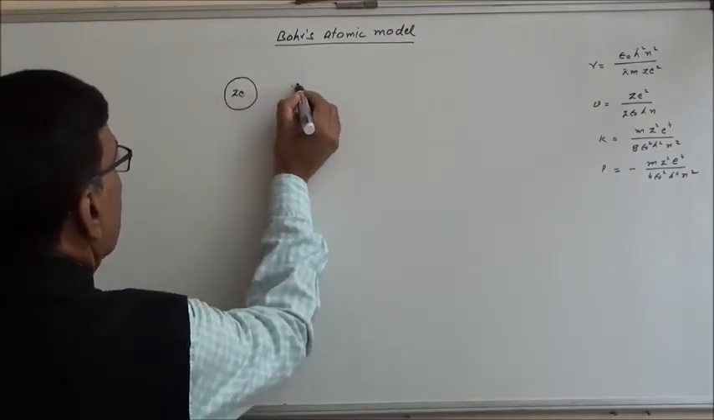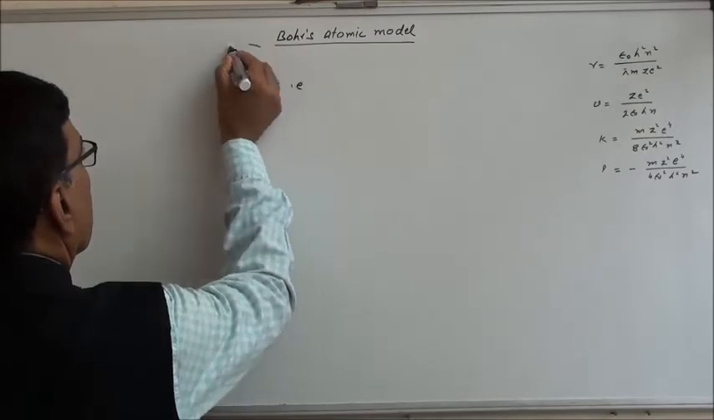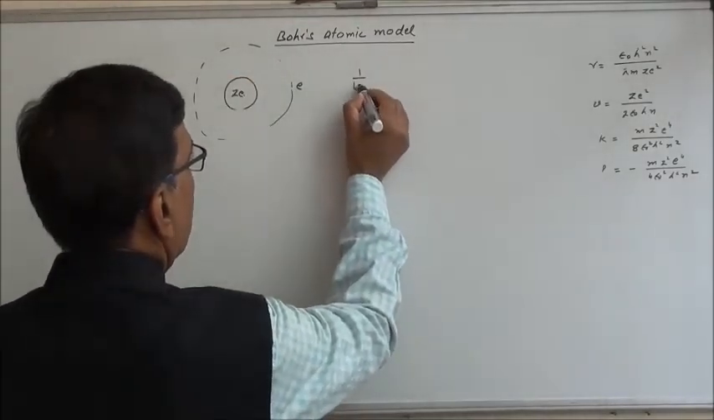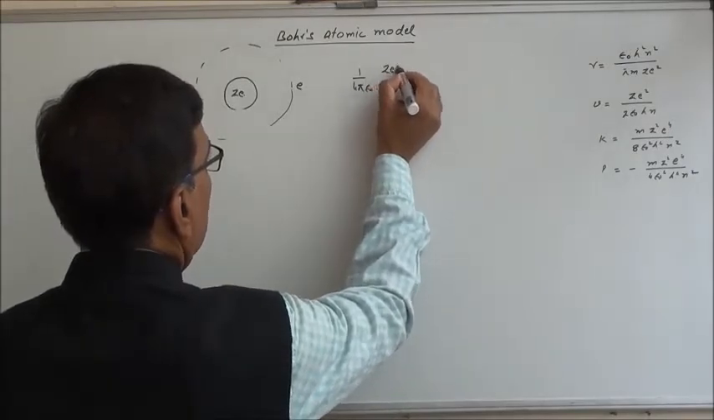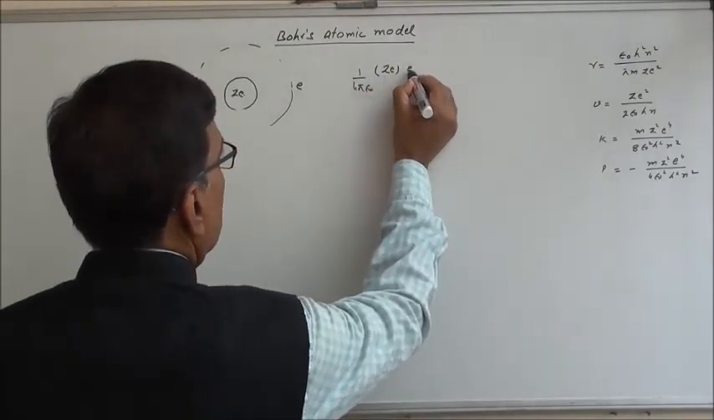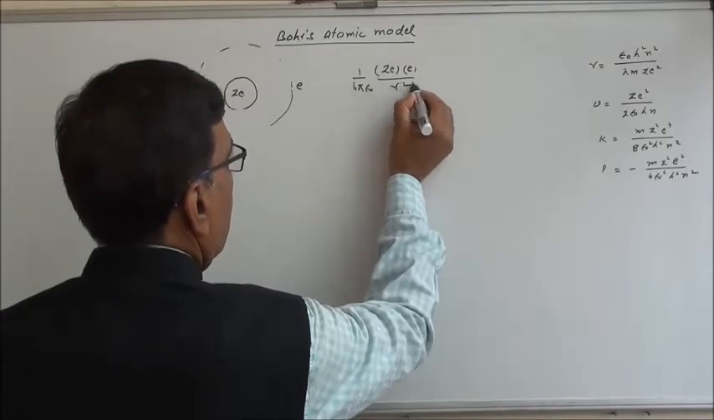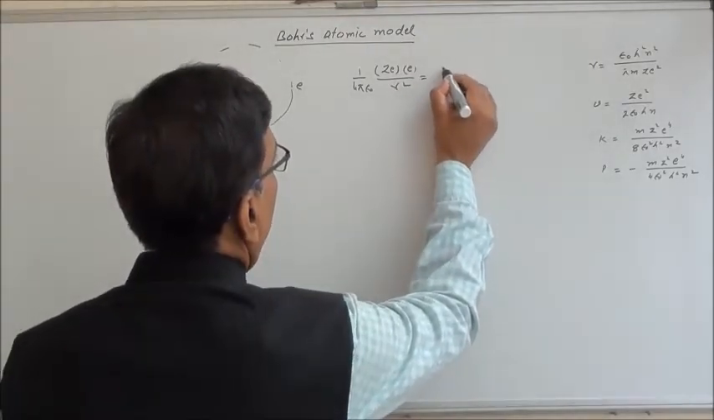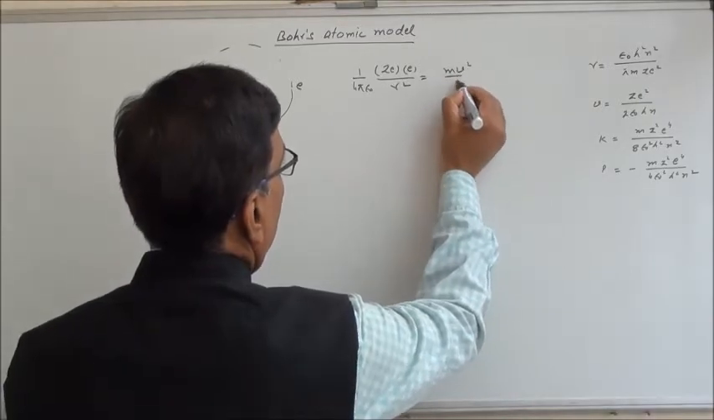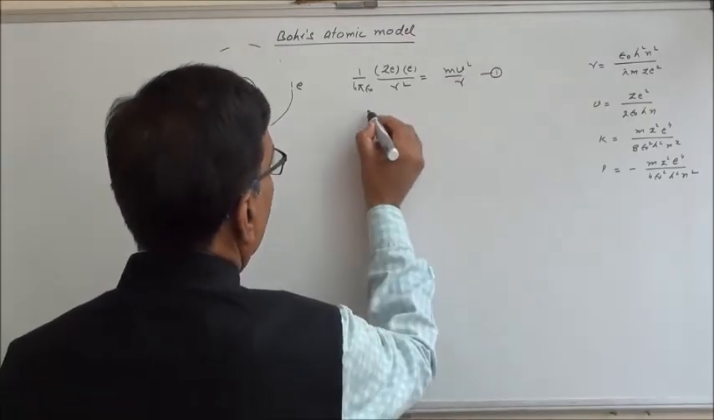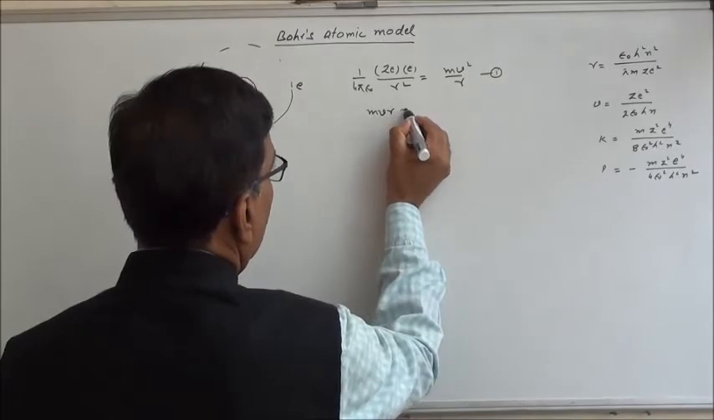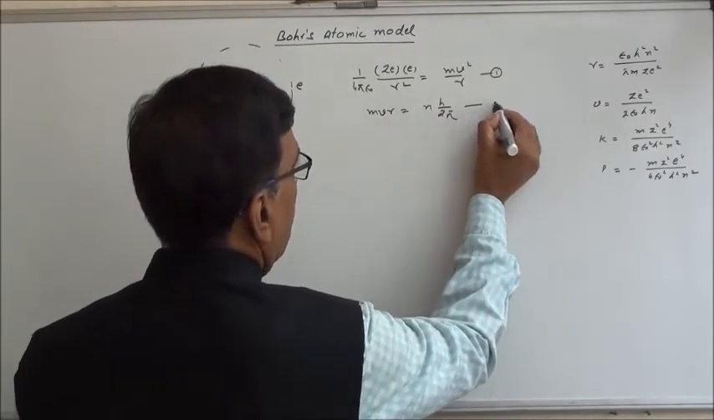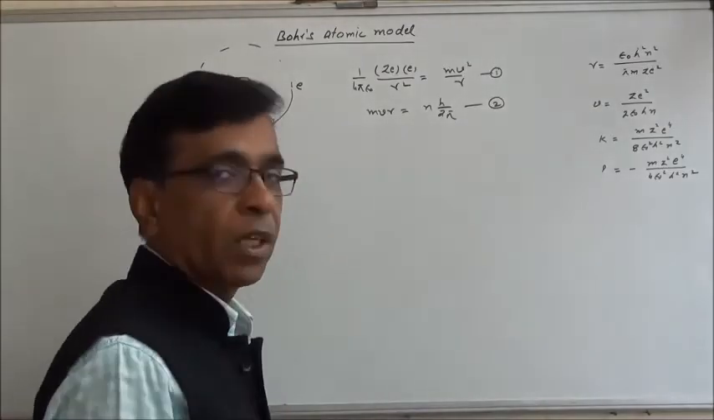Nucleus and electron moving around it. So 1 by 4 pi epsilon naught, charge on the nucleus, charge on electron, R square. This is the Coulomb force and it is providing the necessary centripetal force. And the condition given by Bohr is mvr is equal to nh by 2 pi.